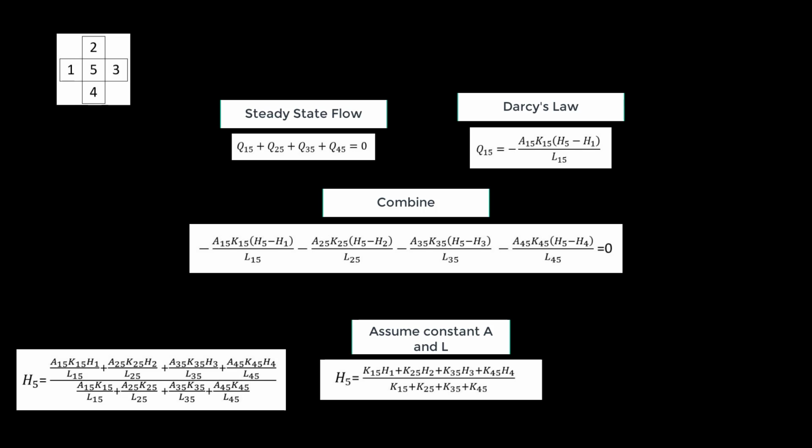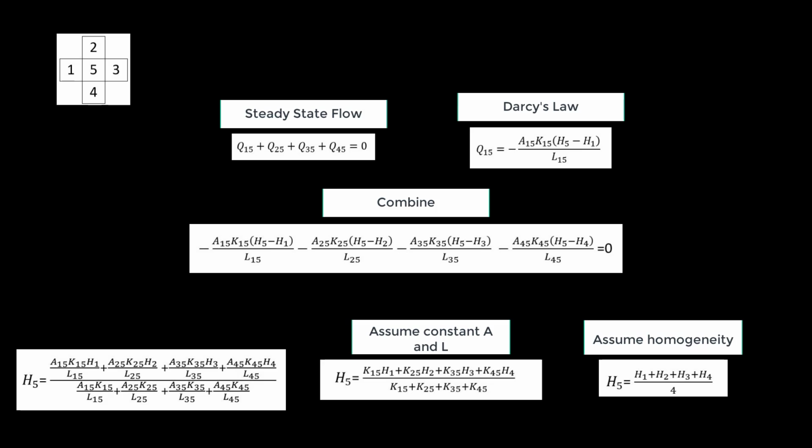If all of the cells are square and they're the same size, then the area and all of the distances are constant throughout and they divide through. If we further assume homogeneity, then that means that the K is the same everywhere, and it becomes a simple case of the head in the middle cell is the average of the heads in the surrounding cells.